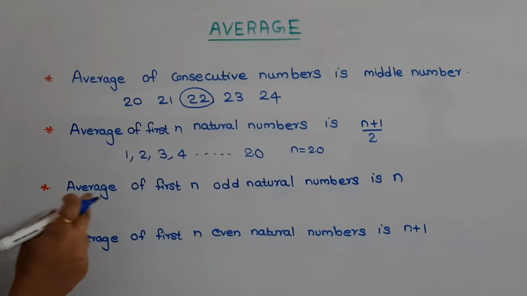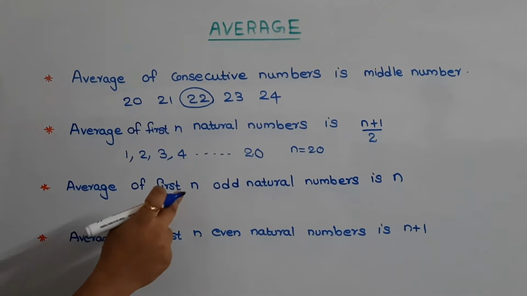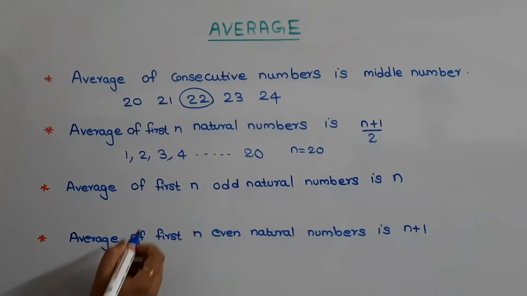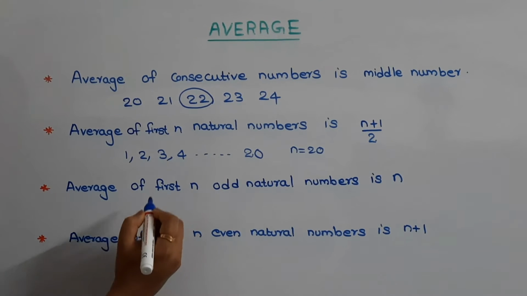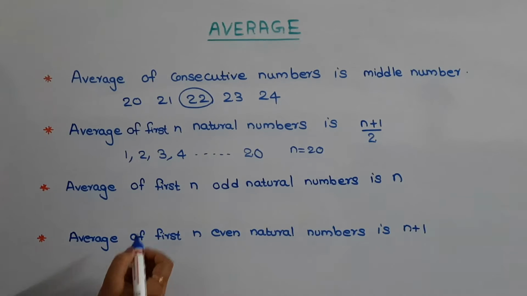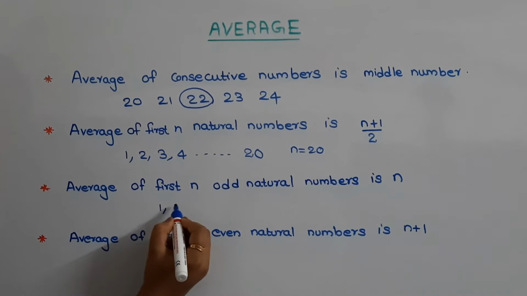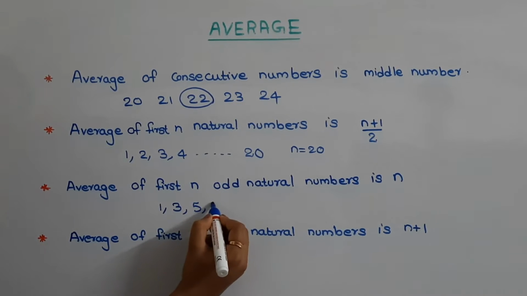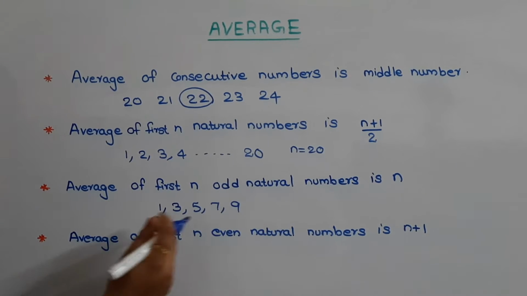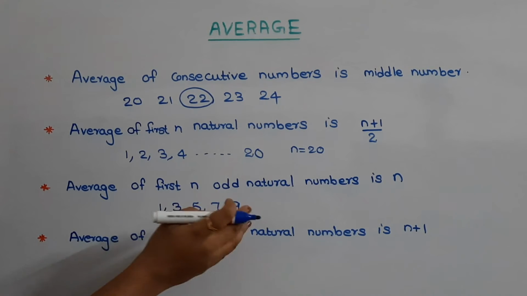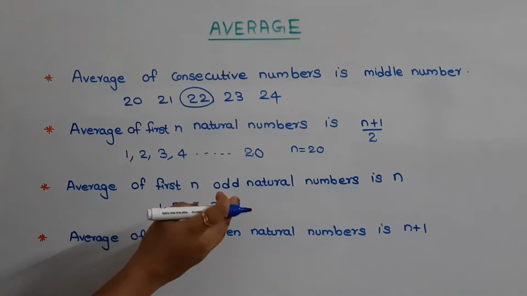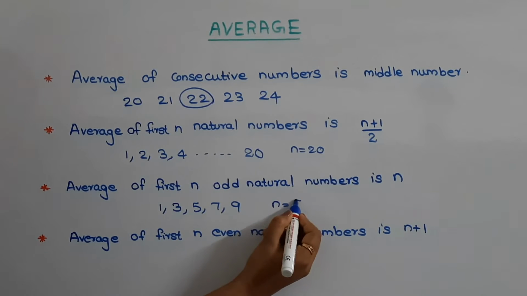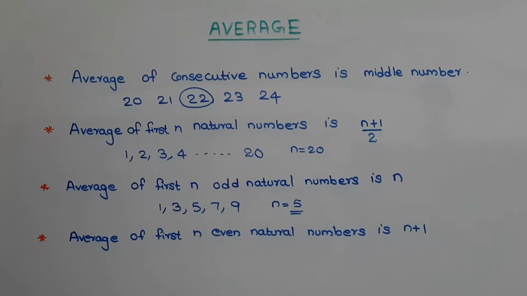Now the next formula is: average of first n odd natural numbers is n. For example, if you want to find out the average of first 5 odd natural numbers. So what are the first 5 odd natural numbers? That is 1, 3, 5, 7 and 9. So these are the first 5 odd natural numbers. Then the average of this will be n. Here the n value is 5, so the average will also be equal to 5.